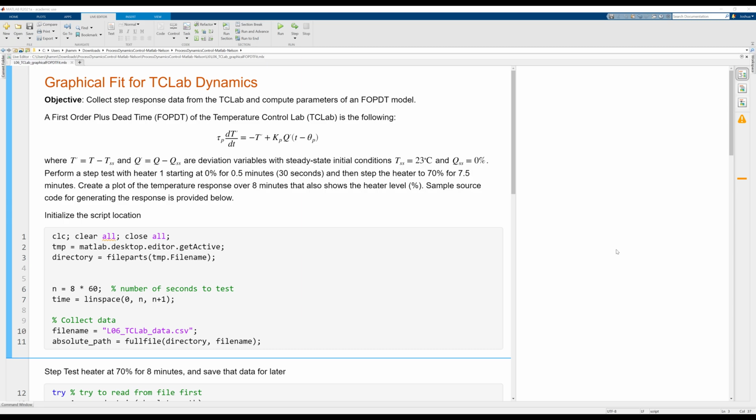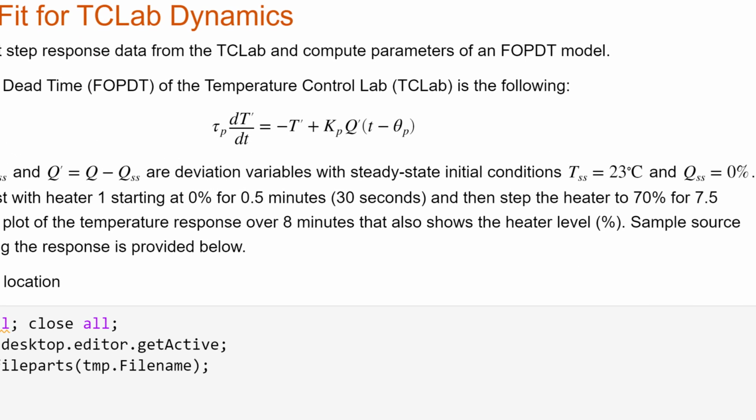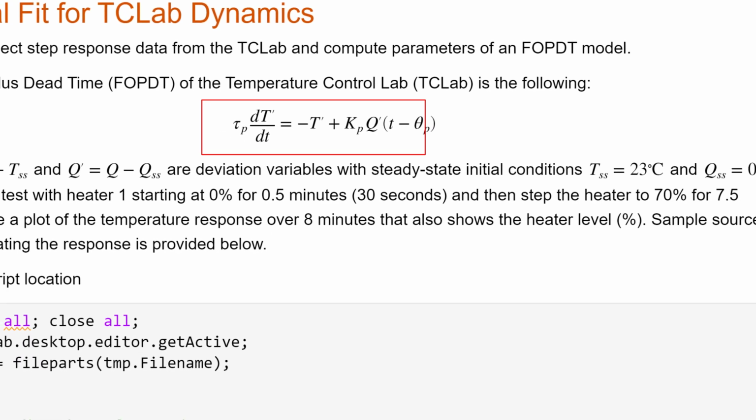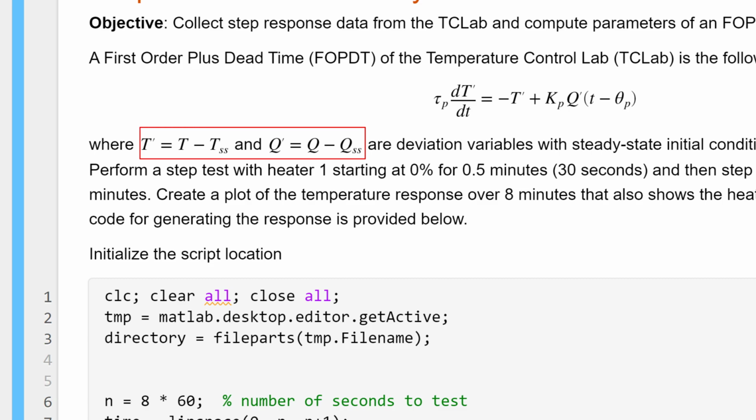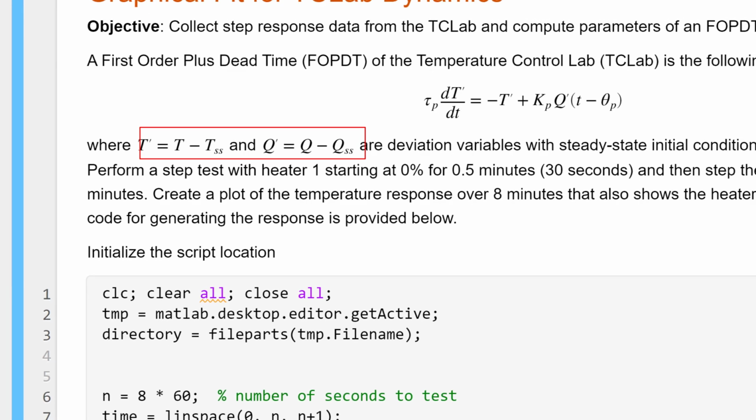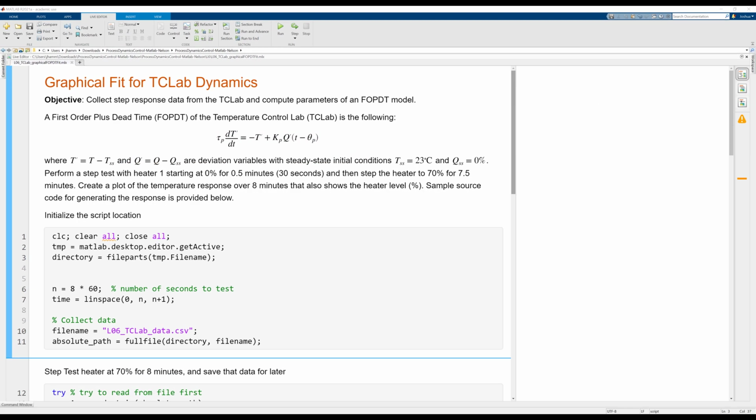In this exercise, we're going to discuss a graphical fit of an FOPDT to temperature control lab data. We have our general equation for an FOPDT, and we're going to take into account the deviation variables of temperature and our heater setting deviating from, we'll say, 23 degrees as our normal steady state temperature, and 0 as our steady state heater setting. So we're going to first have our heater setting be 0 for 30 seconds. And then for the last 7.5 minutes, we're going to have it be at 70%.